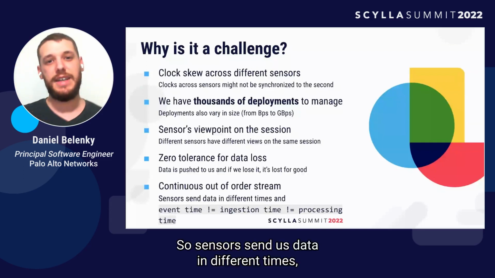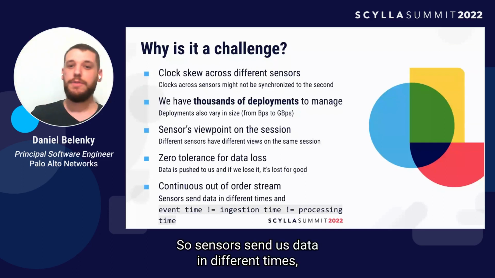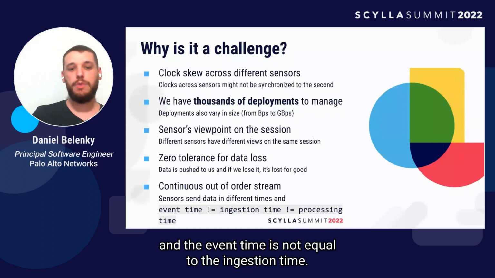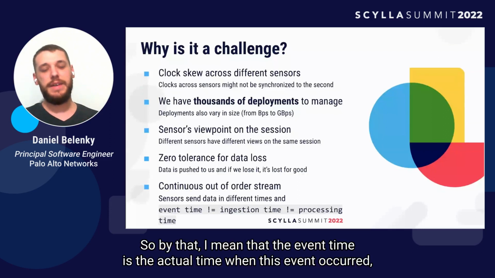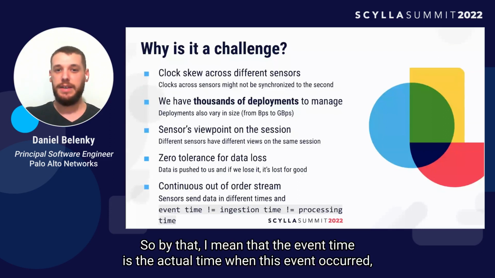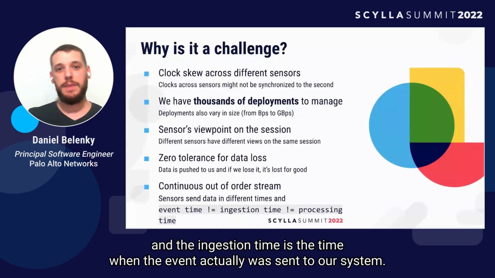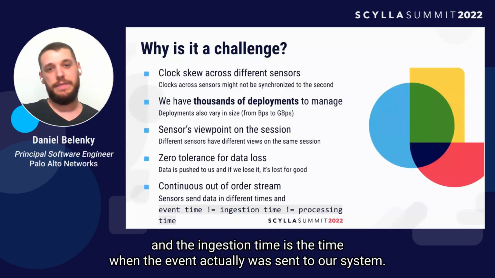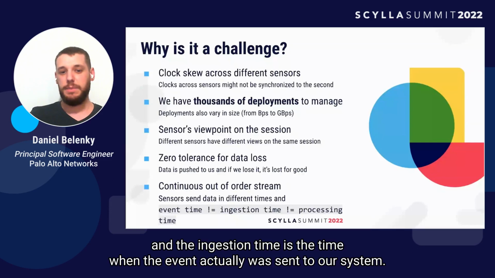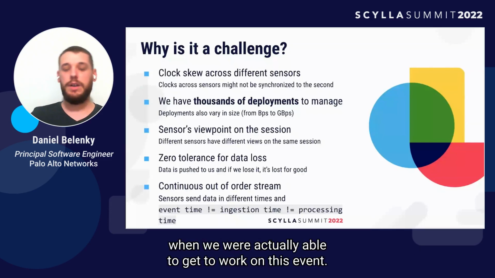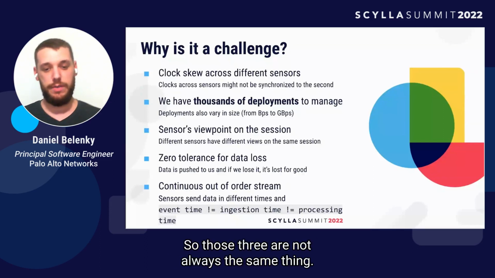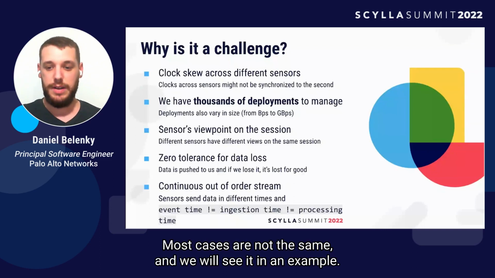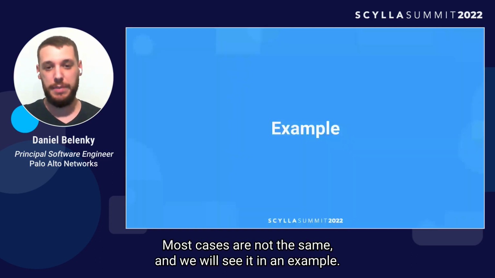Sensors send us data at different times, and the event time is not equal to the ingestion time. The event time is the actual time when the event occurred, and the ingestion time is the time when the event was actually sent to our system. Then there is the processing time, when we were actually able to work on this event. Those three are not always the same; in most cases they are not the same. We will see it in an example.